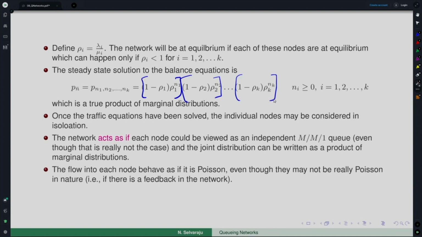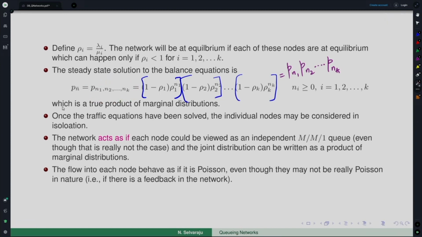Once the traffic equations have been solved and you have obtained the lambda i's, you can see that P(n1, n2, ..., nk) is a product of the marginals. So this is what we call a true product of the marginal distributions. In terms of marginals, what this implies is that the individual nodes may be considered in isolation, just like we did in the series tandem network case, and then by putting them together you can get the joint distribution.